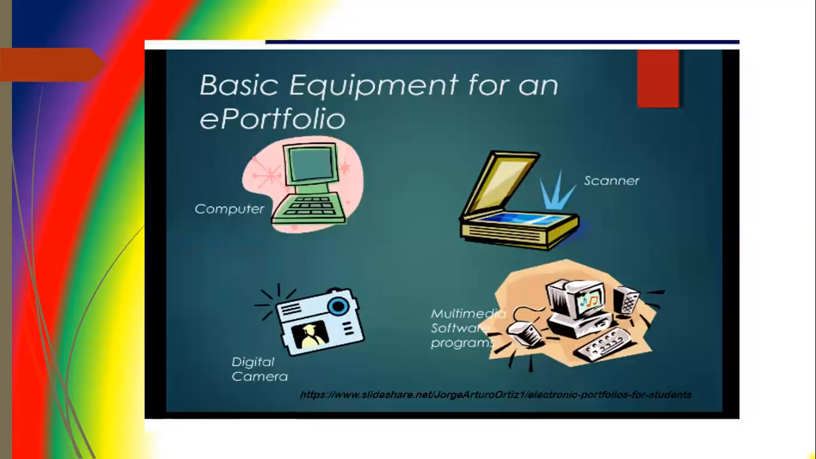For our basic equipment for an e-portfolio, which I assume that all of you have, we have, of course, our computer or our cell phone. We need also to have scanners, supposing you have printouts or hard copies of documents that you need to scan. We need also to have our digital camera, but supposing you don't have a digital camera, our cell phone can do. And of course, multimedia software programs such as Word, PowerPoint, and so on.